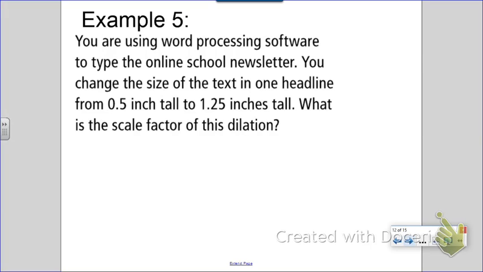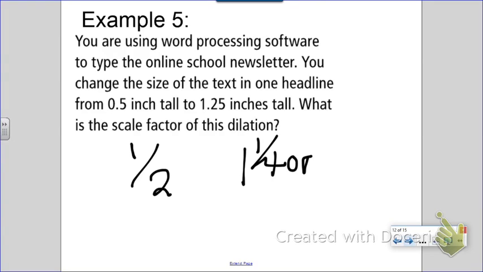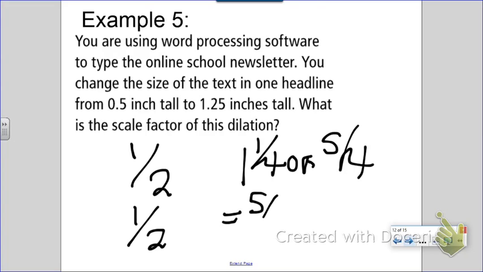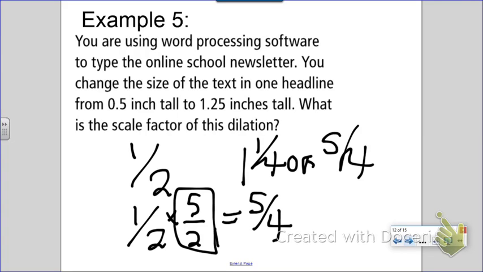In our next example, we change the size from 0.5 to 1.25. So from 1/2 to 1 1/4 or 5/4. So 1/2. We want to get to 5/4. So to do that we have to multiply by 5/2. So the scale factor is 5/2.